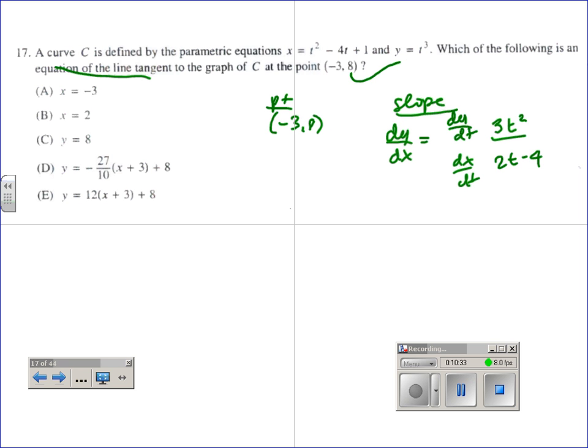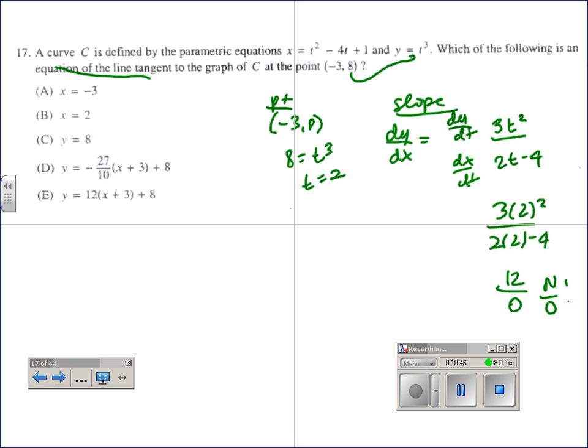Well, if y is 8, that means the time must be 2. And what happens when I plug in 2? Well, you get a little problem. You get 12 over 0. That means there's a vertical line. The way you get vertical lines is x equals whatever the x coordinate is, and that is negative 3.